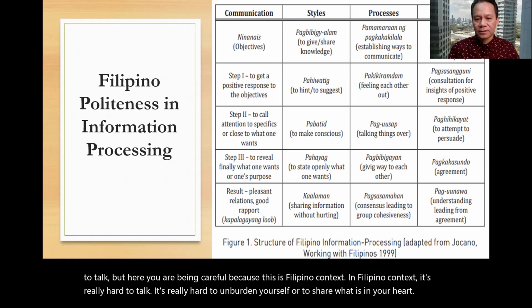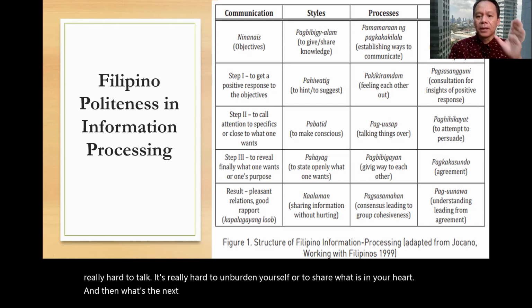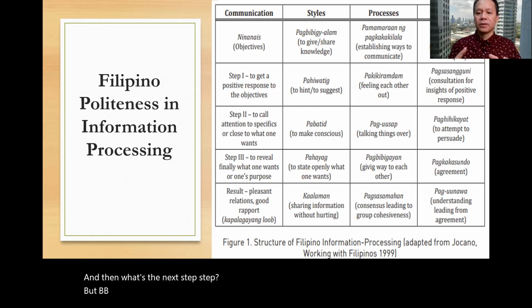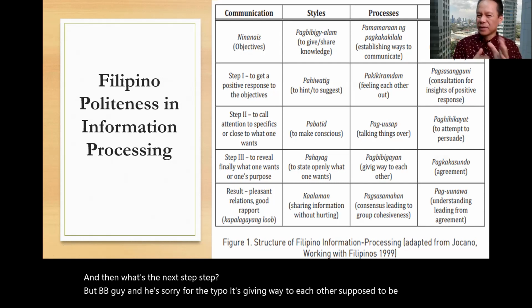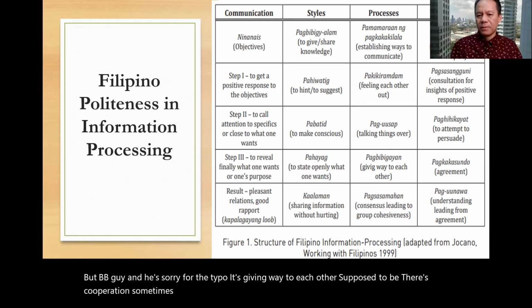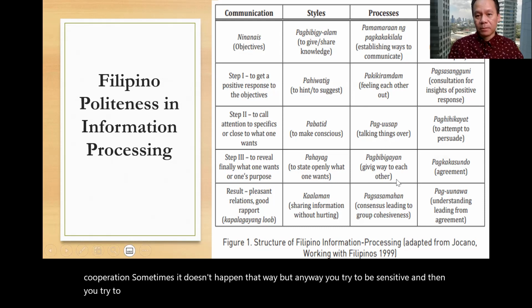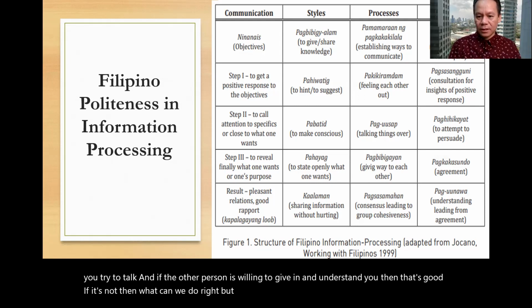And then what's the next step? Pagbibigayan, sorry for the typo. It's giving way to each other. Supposed to be there's cooperation. Sometimes it doesn't happen that way. But anyway, you try to be sensitive and then you try to talk. And if the other person is willing to give in and understand you, then that's good. If it's not, then what can we do, right? But anyway, this is the flow.